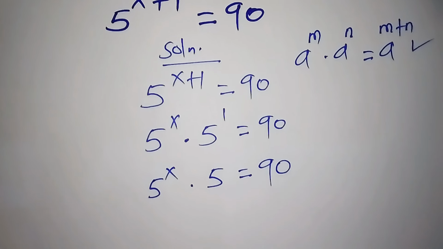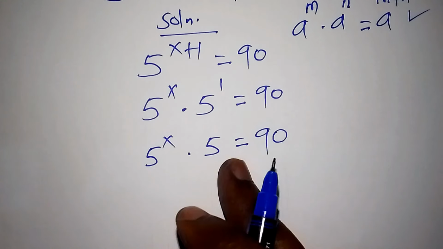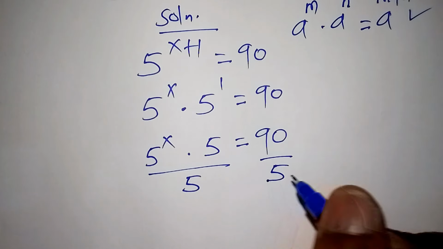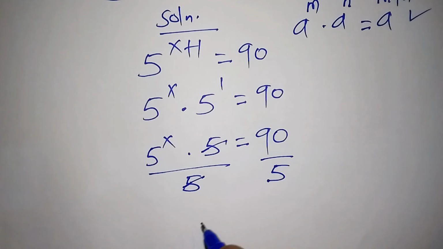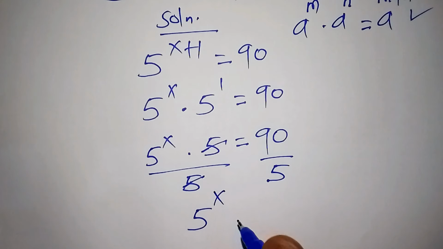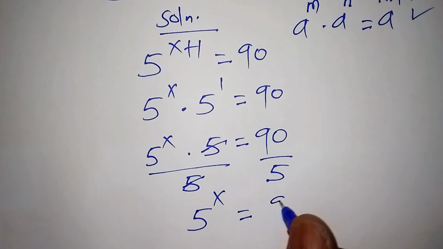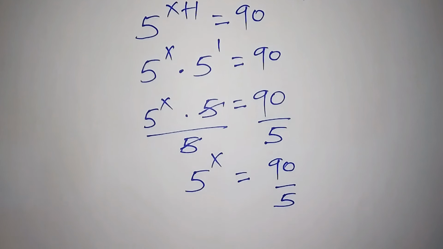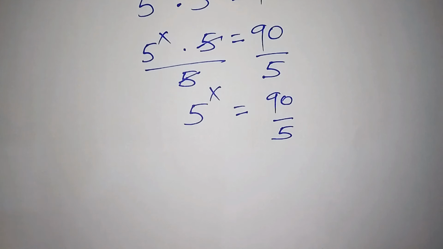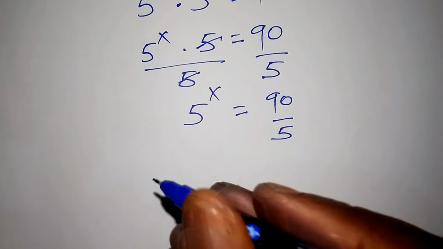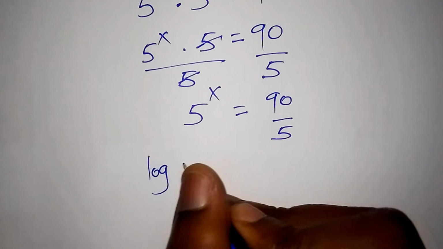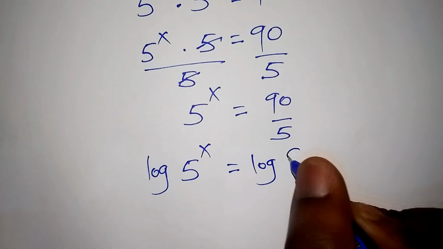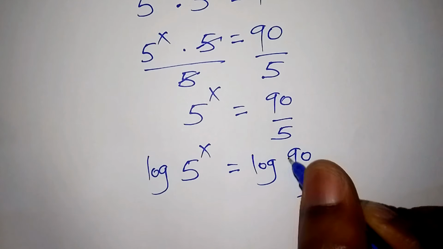For us to do away with the 5 here, we need to divide both sides by 5, so that 5 by 5 cancels. Now we shall have 5 to the power of x on that end is equal to 90 all over 5. For us to work out this maths problem in the right way, we need to introduce what is called the log. So here we shall have the log of 5 to the power of x is equal to the log of 90 all over 5.